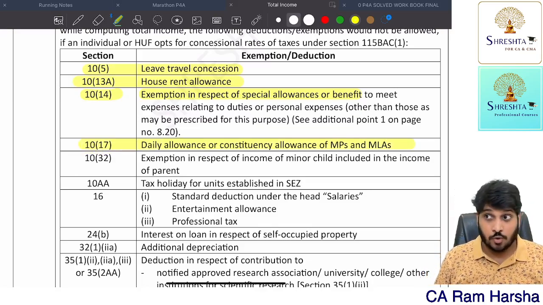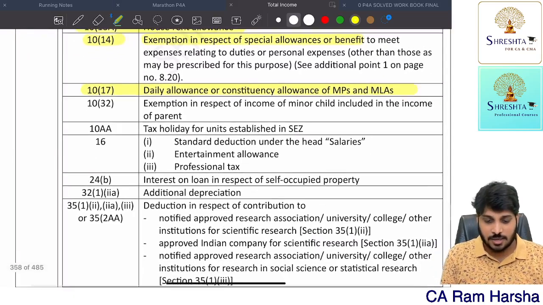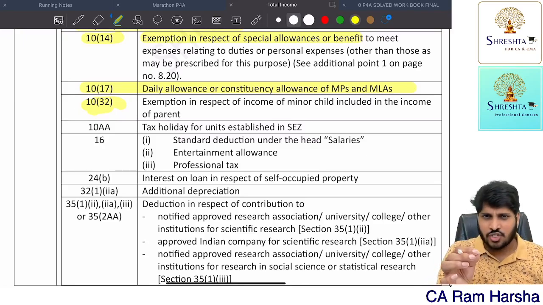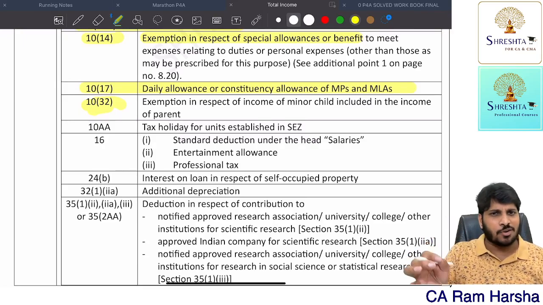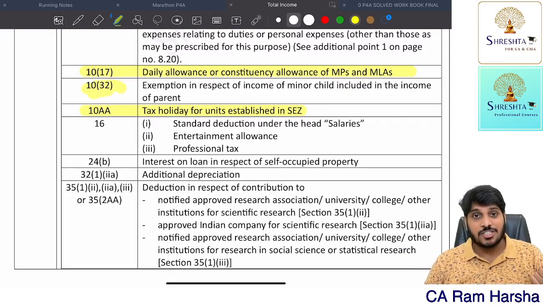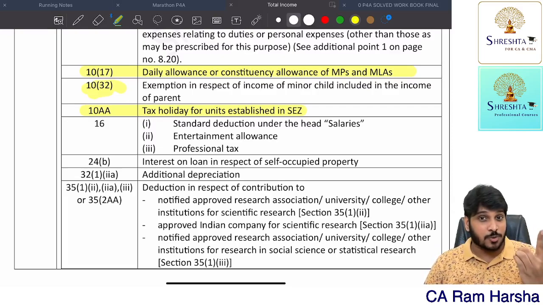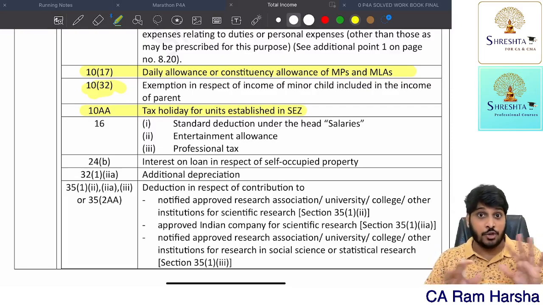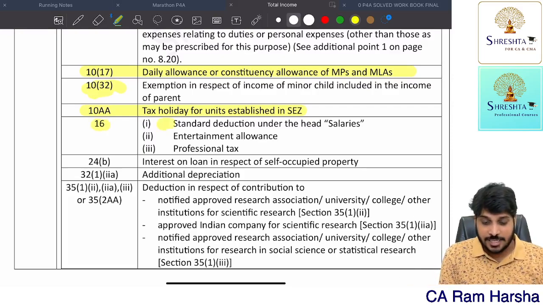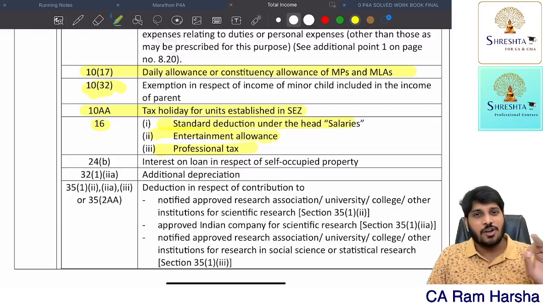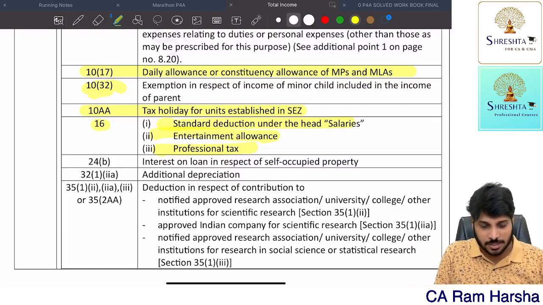10(17), MPs and MLAs: while calculating total income, they should not claim the daily allowances received by them. 10(32), when you apply clubbing for minor children, for each minor child, 1,500 rupees per annum exemption is there; you should not claim that. 10AA benefit, as we have seen with 115JE: first 5 years, 100% of export profit is exempted, and for the next 5 years, 50% is exempted. You should not claim that. Under Section 16, if you are a salaried employee, standard deduction, entertainment allowance, professional tax, none of this you can claim.